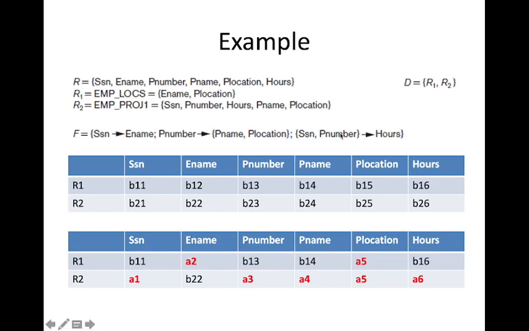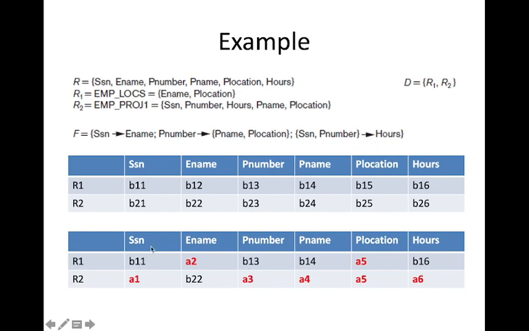Then we have to take SSN comma P number to hours. So we have to take the combination of SSN and P number. Here itself we can see that it is different, so we should not go for this P number to this thing. We should not do anything there also.